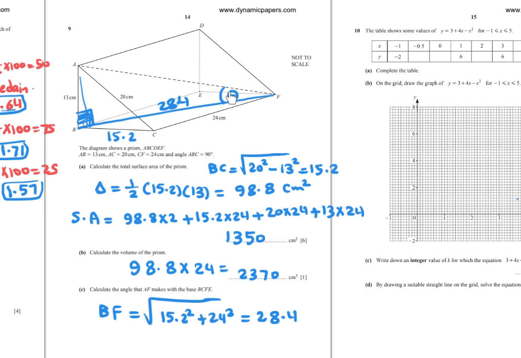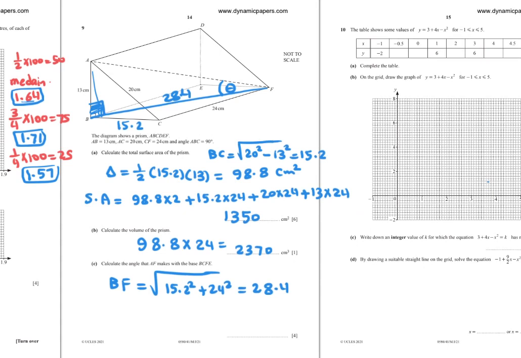Now for this triangle, we have opposite to theta 13, and the adjacent 28.4. So to find theta, tan inverse 13 over 28.4 equals 24.6 to 1 decimal place.